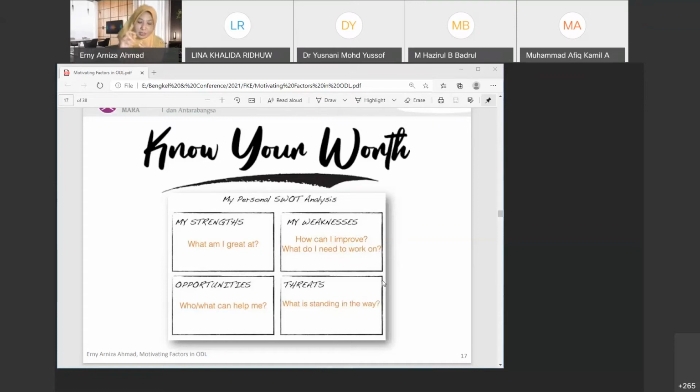Okay, right. So this one is to explore opportunity for you to grow. Bila dah tahu you punya strength, it will build. It will help you to grow. Bila dah tahu weaknesses, it will help you to improve yourself. Then once you know the opportunities, definitely it will find a way for you to grow.